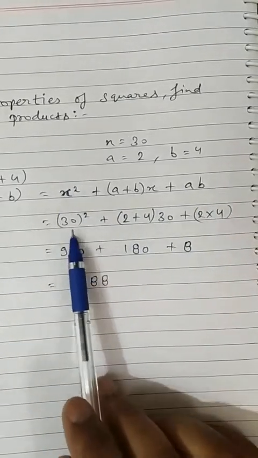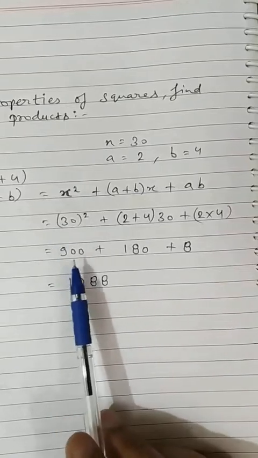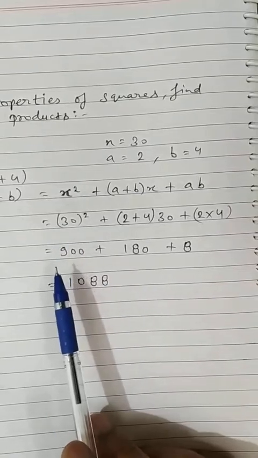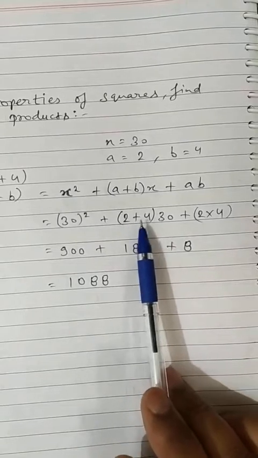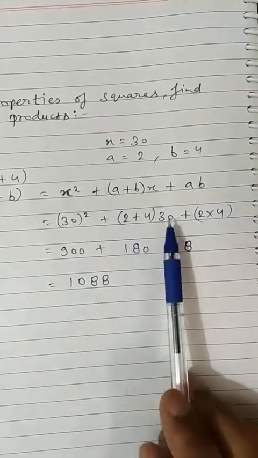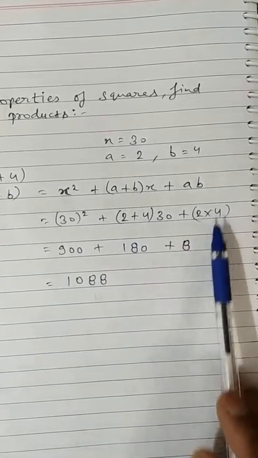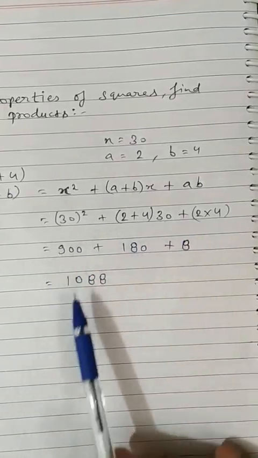So x square means 30 square. Now the square of 30 is 30 into 30. It gives you 900. 2 plus 4 gives you 6, and 6 times 30 is 180. 2 times 4 is 8. Now adding these three numbers you get 1088.